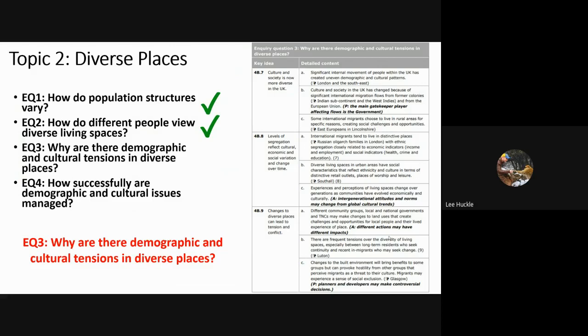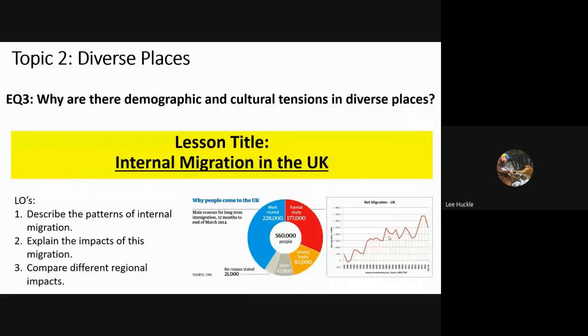If you do want to pause the screen now and have a quick look at the specification page on the right hand side of this screen, please feel free to do so. Okay, so this is where we start our whistle stop tour of EQ3, going back to some of the lesson material that you would have covered in this unit.